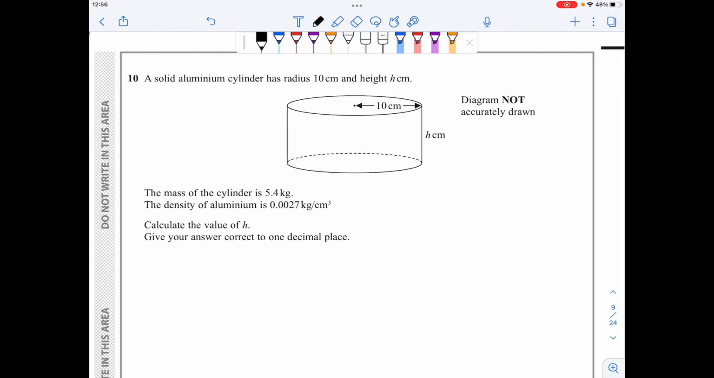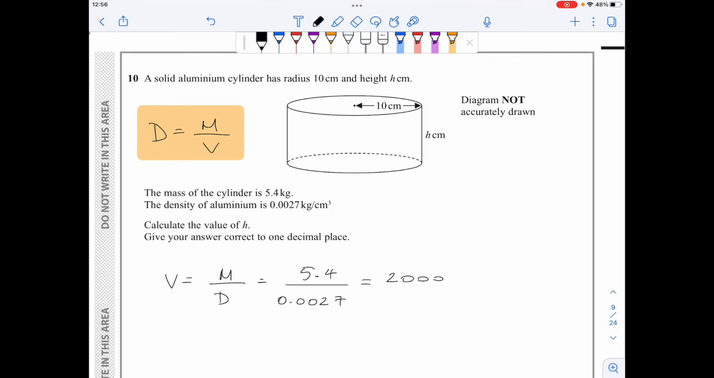In question 10, I have a density mass volume question. Now the formula states that density equals mass over volume. If I rearrange this equation, I will get volume equals to mass over density. So 5.4 divided by 0.0027 will give me 2,000, and those are cubic centimeters.